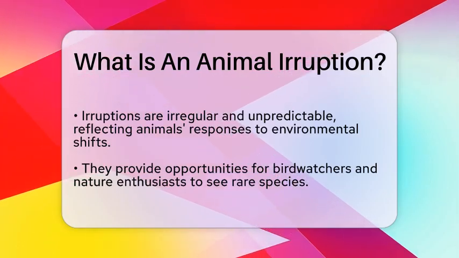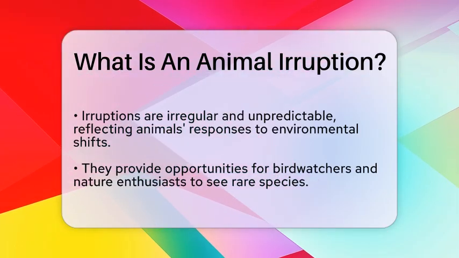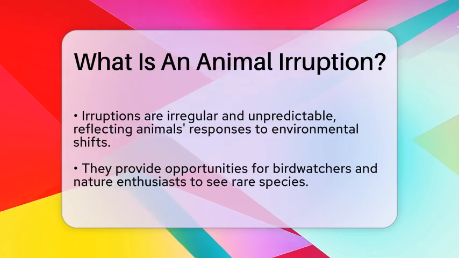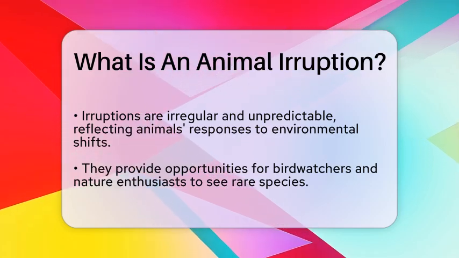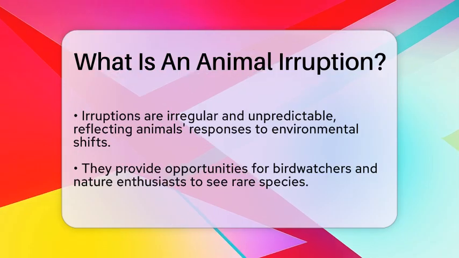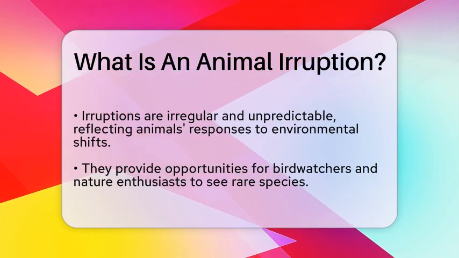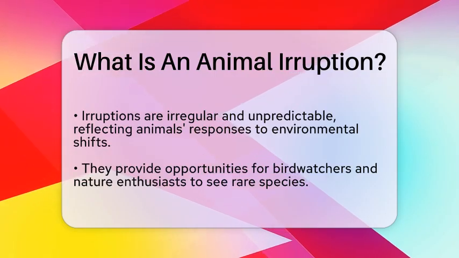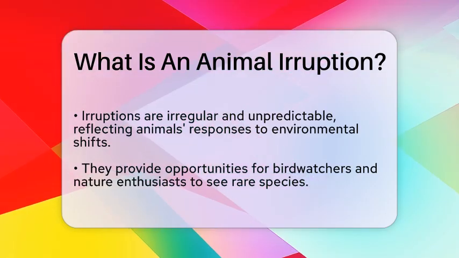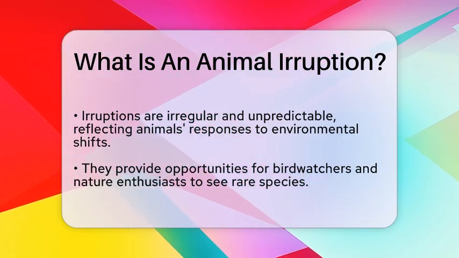Prey population cycles are another cause. Take snowy owls, for example. When their prey, like lemmings, have a population boom, more owls survive and sometimes disperse from their usual hunting grounds. This causes owl eruptions in areas where they are rarely seen.